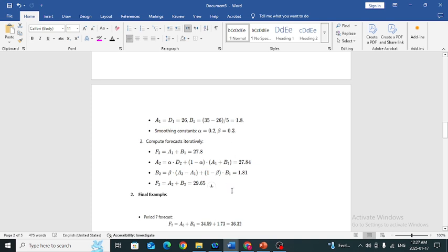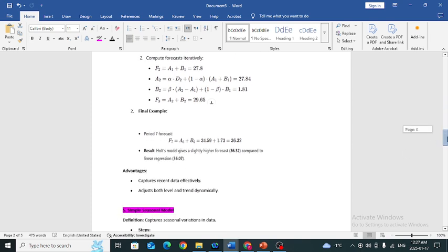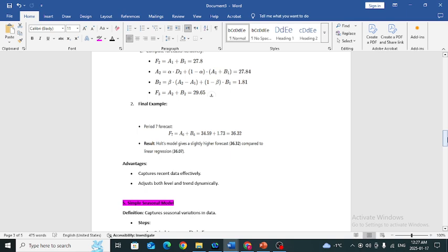So F3 is found according to this formula, and by putting data into this formula we can find the other forecasts, for example F3, F4. F3 is A2 plus B2, F4 is A3 plus B3, and so on. Final example, period 7 forecast.